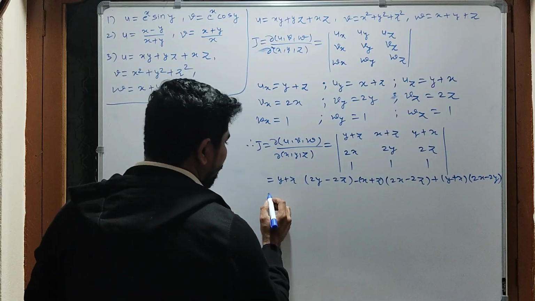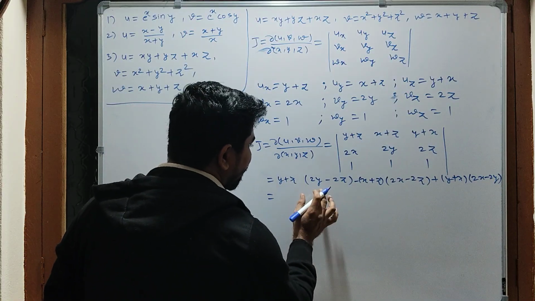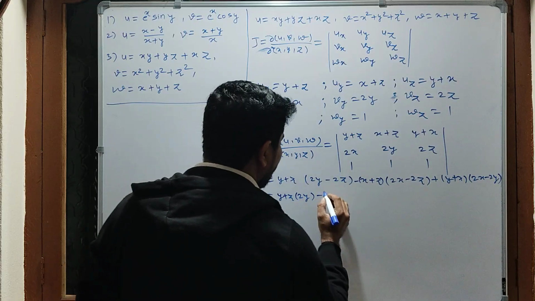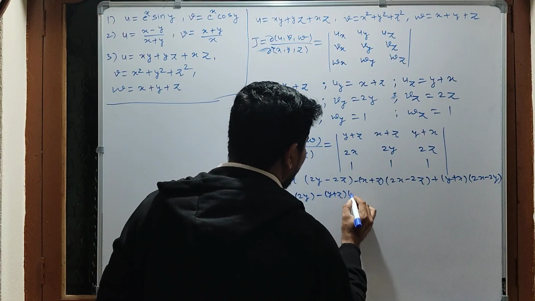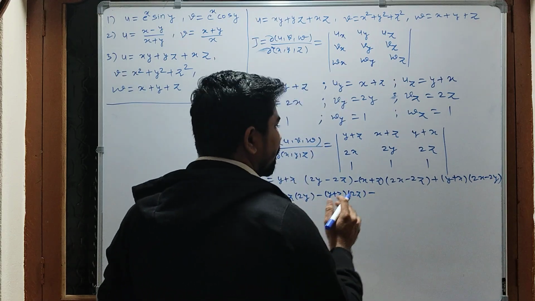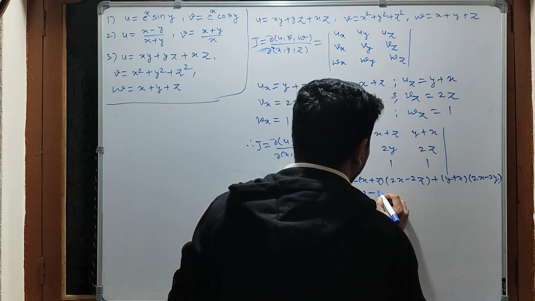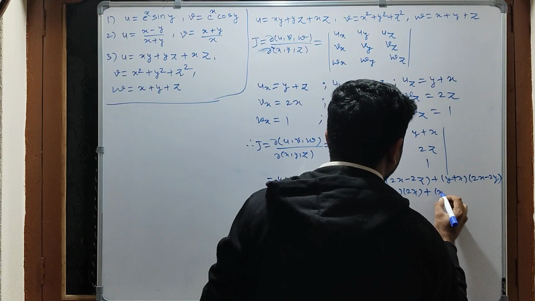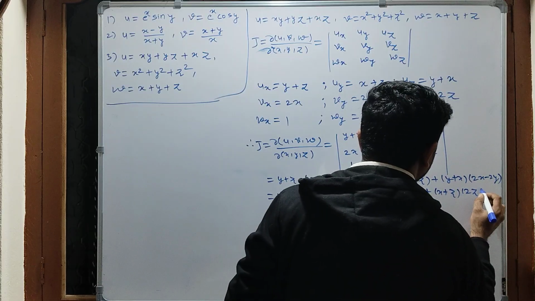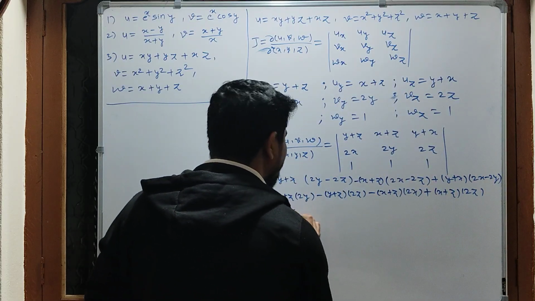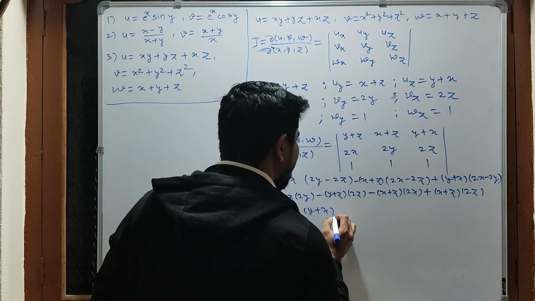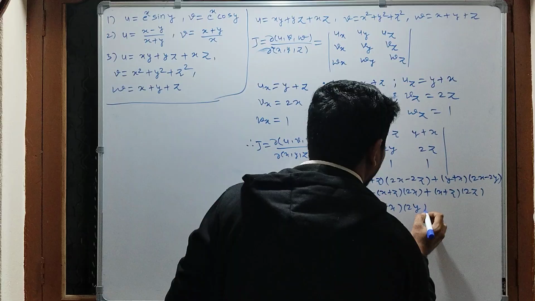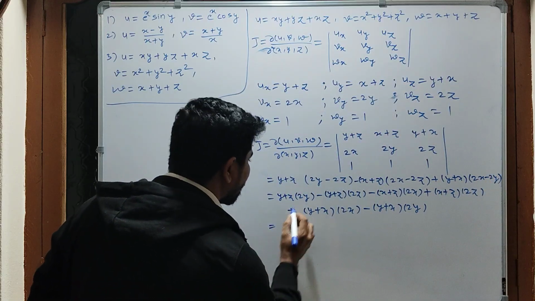Therefore this is equal to: y plus z into 2y minus y plus z into 2z, this is minus sign, minus x plus z into 2x plus x plus z into 2z, and last, plus y plus x into 2x minus y plus x into 2y. So this is equal to, now just multiply this.